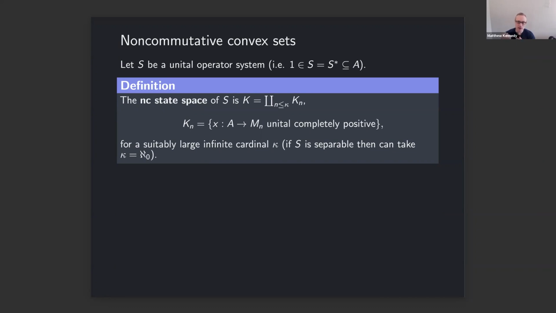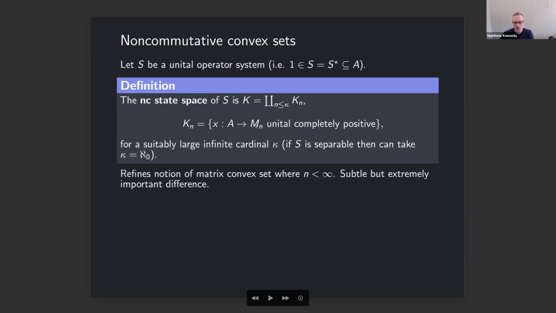So how big does this cardinal have to be? Well, there's a precise sense in which we can specify how big it has to be. And this has to do with the extreme points that I'm going to discuss in a little bit. But for now, if the operator system is separable, then I can say that it suffices to take Aleph naught as the largest cardinal we need to consider. And by the way, that should say the maps here should be from S into Mn, not A into Mn.